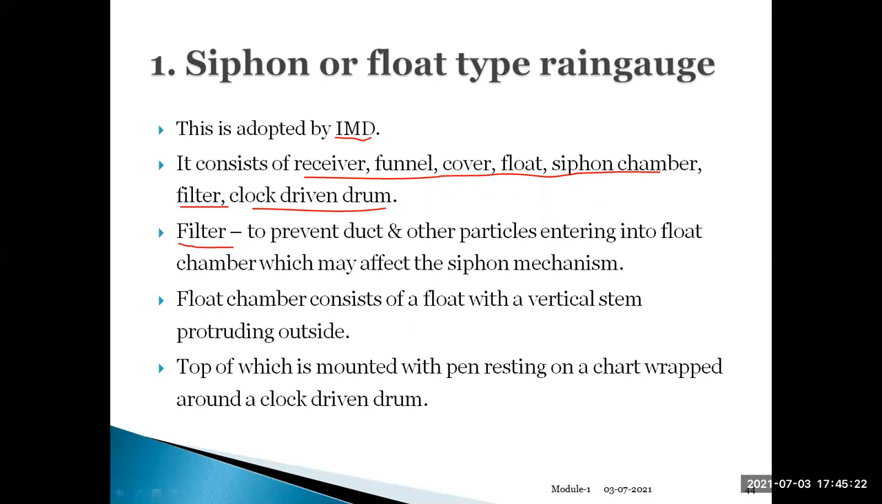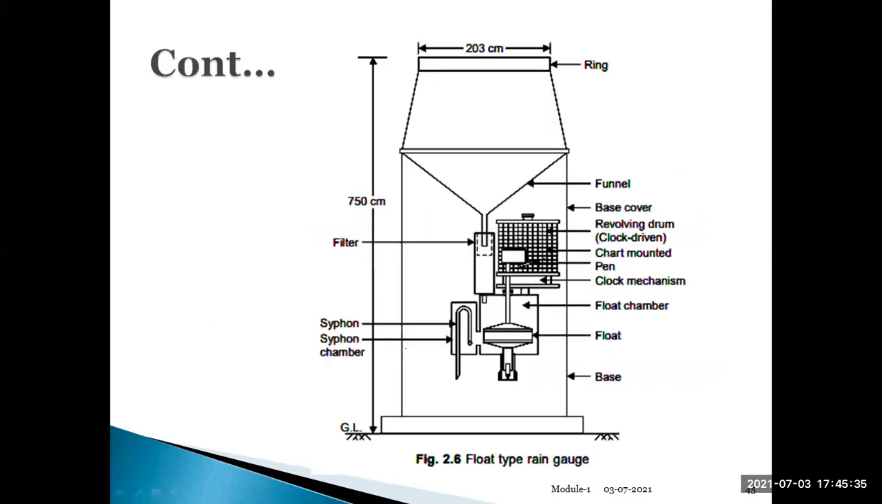The float chamber consists of a float with a vertical stem protruding outside, and the top of it is mounted with a pen resting on the chart graph around the clock driven drum. I'll show you a figure you can see here. So this is a funnel. You have a funnel here, and this is a base. This is a cover. This box-like structure is the cover, and you have a filter here. You can see this is a filter.